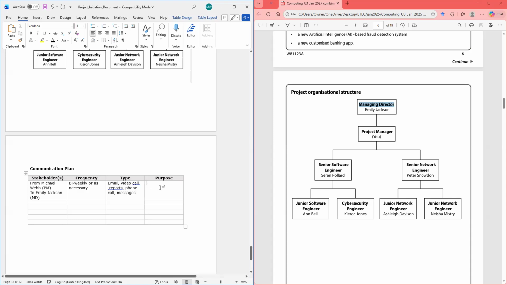The purpose is to update on the progress of the project. Basically, that's what you would want to be communicating to your client.